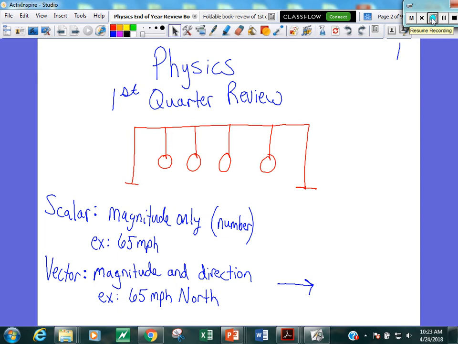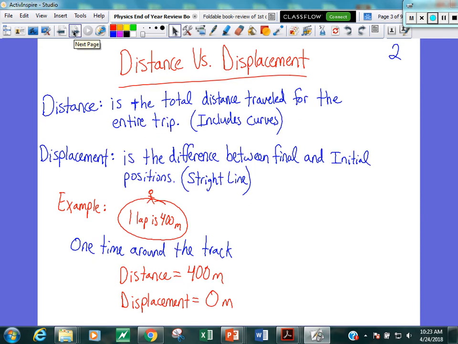Okay guys, let's go to page number 2. Again, all of this needs to fit on page number 2, so you need to scale your writing accordingly. We're going to title it Distance versus Displacement. We want to know the difference between distance and displacement. I just wrote the definitions for distance and displacement, and then I've given you an example problem. Distance is the total distance traveled for the entire trip, including the curves. It's the total distance. You have to add it all up.